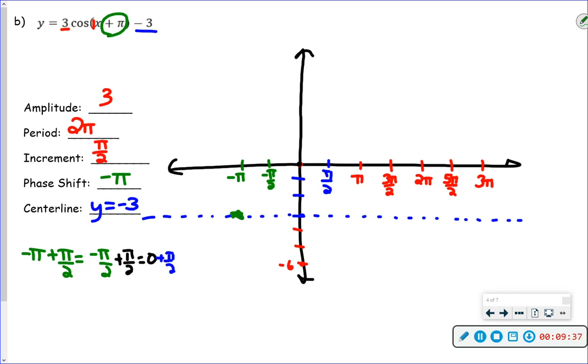Now, cosine, of course, starts at the amplitude. So I'm not going to put my starting point on the star. We start at the A, the value of 3. So I'm going to go up to 3. So here's where I'm starting. Again, you don't have to write the word start on yours, just so you know.